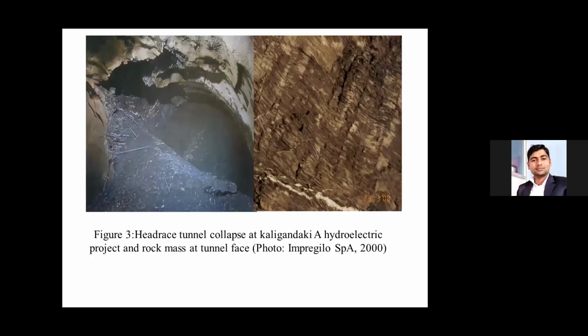This is the headrace tunnel collapse in the Kali Gandaki hydroelectric project. It was a short-term diversion project in which the tunnel was collapsed. Since the water diversion is made through tunnel in the Himalayas, this is the tunnel collapse during the tunnel construction.